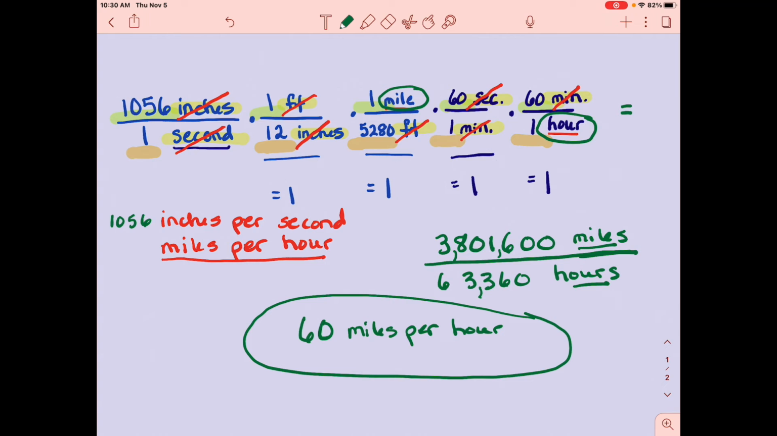1,056 inches per second is the same as 60 miles per hour, which is a lot more normal to talk about. So the whole reason I showed you this big long problem, when you're going to have little or shorter problems to practice, is just to show you the nifty tool of canceling units that are on the top with units that are on the bottom. They can be right above and below each other, or they can be staggered, kind of catty corner. And as long as something's on the top, it crosses out with something on the bottom.